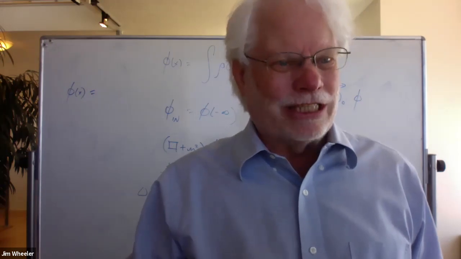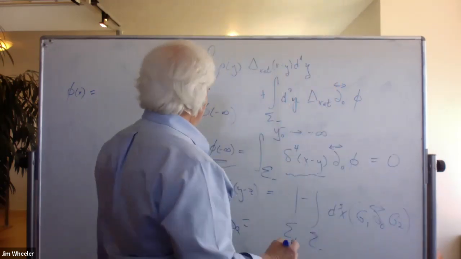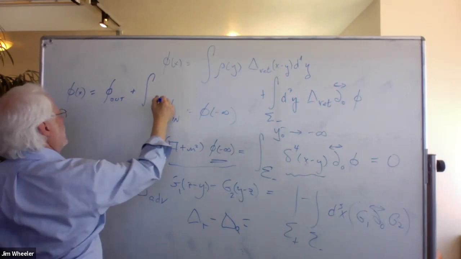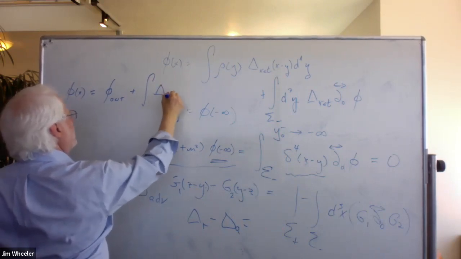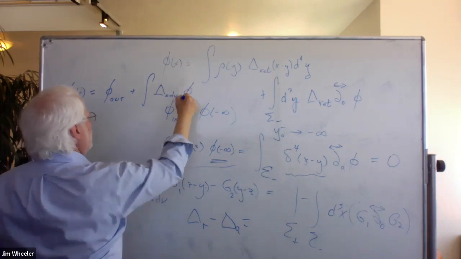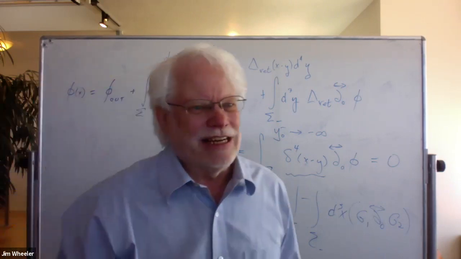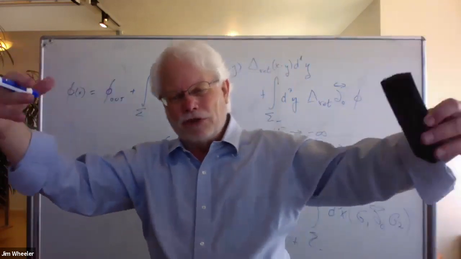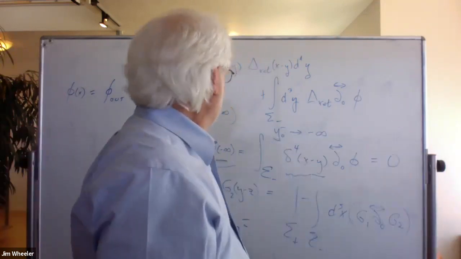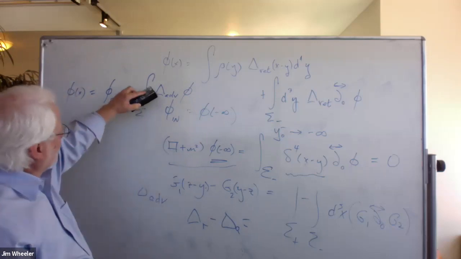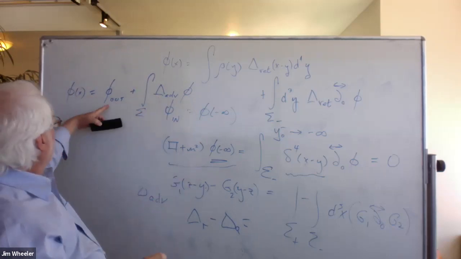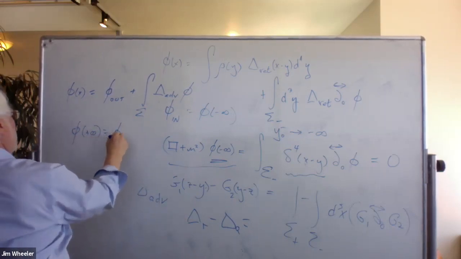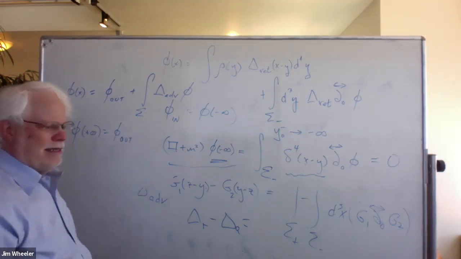now we need to define an out state. We can write, same argument, but now the phi out state is what we get with the advanced Green function acting on future infinity. Now we let the time go to future infinity. We use the advanced Green function, and this will vanish at future infinity. And so phi at plus infinity is going to be our vacuum solution, and that is our out state.